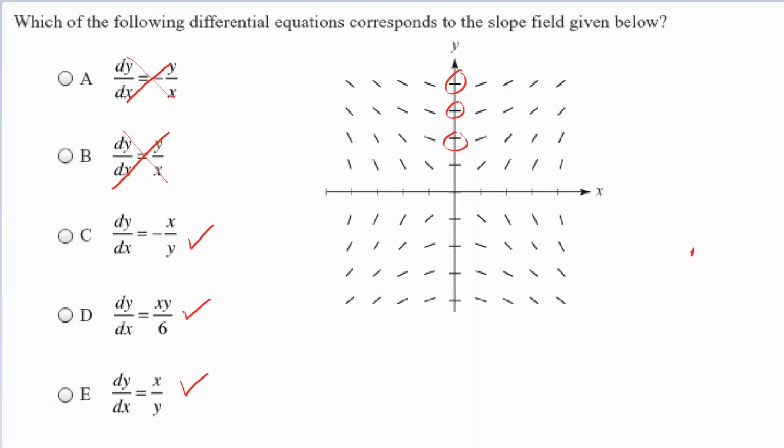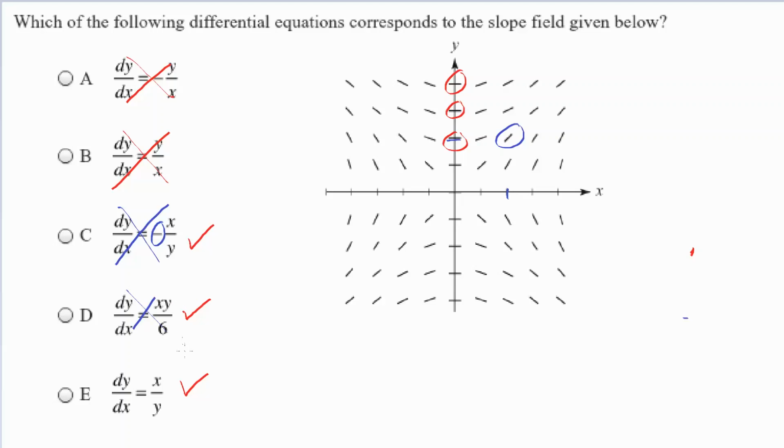What should we look at next? I might look at a point like 1, 1, or maybe 2, 2. It really doesn't matter because when x equals y, the slope appears to be 1. So that would cross off this one because that would give me a -1. That would also cross off this one because 1 times 1 or 2 times 2, the only time this would be 1 would be somewhere in that square root of whatever range.